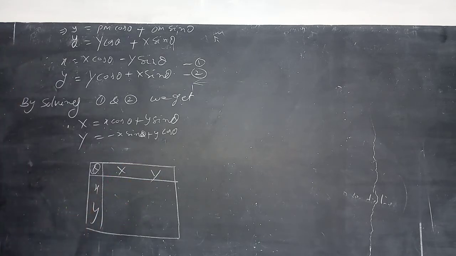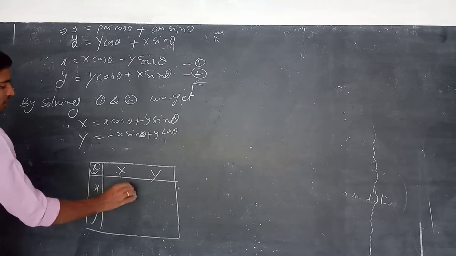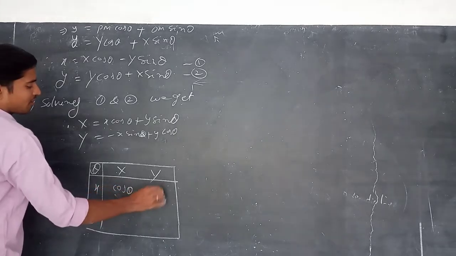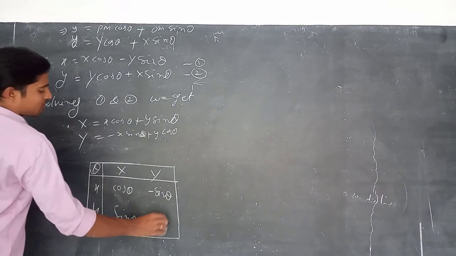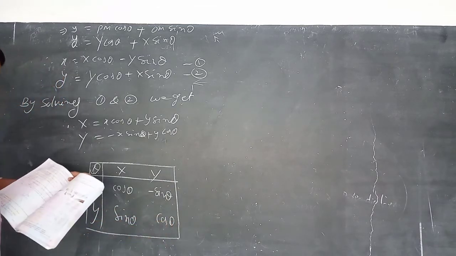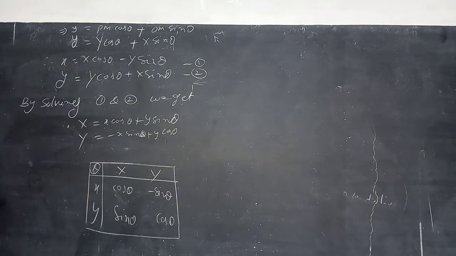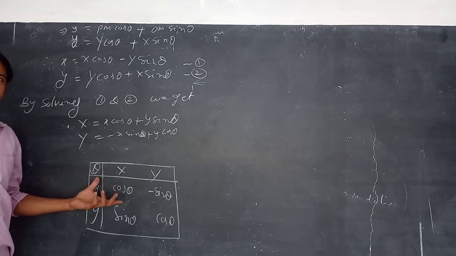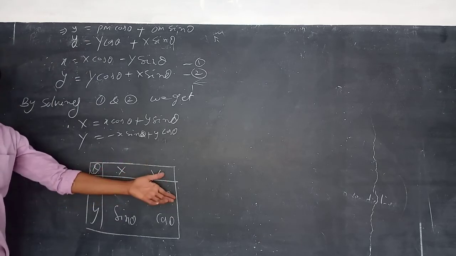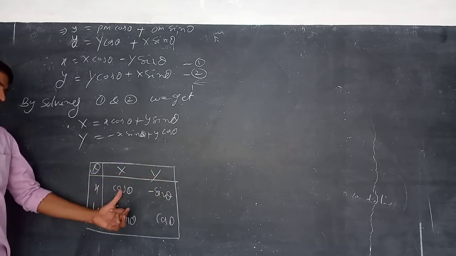Write cos theta diagonally: cos theta, minus sin theta, and sin theta, cos theta. Here we need to write four formulae using this. First of all, write a table like this: theta, capital X, capital Y, small x, small y, cos theta.